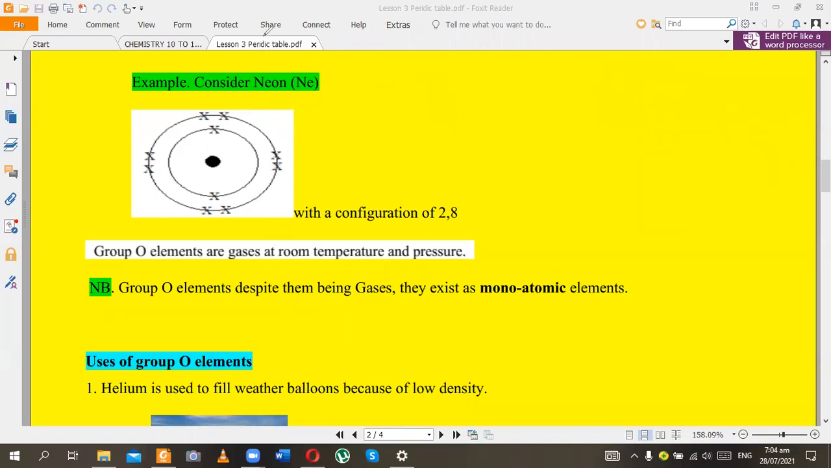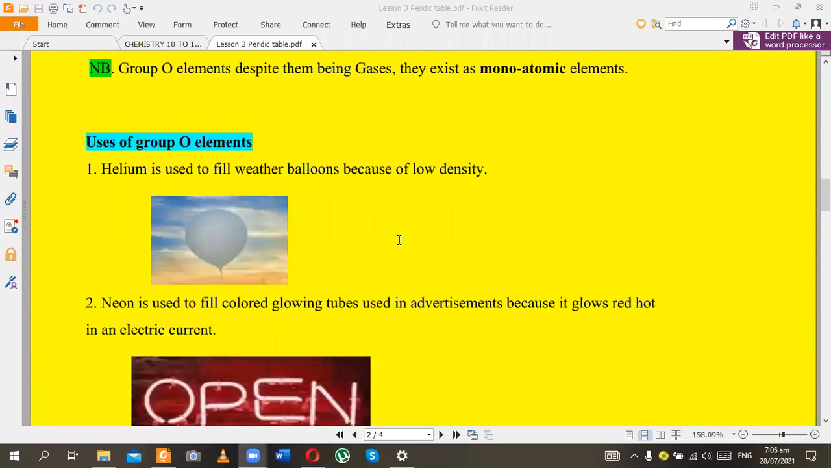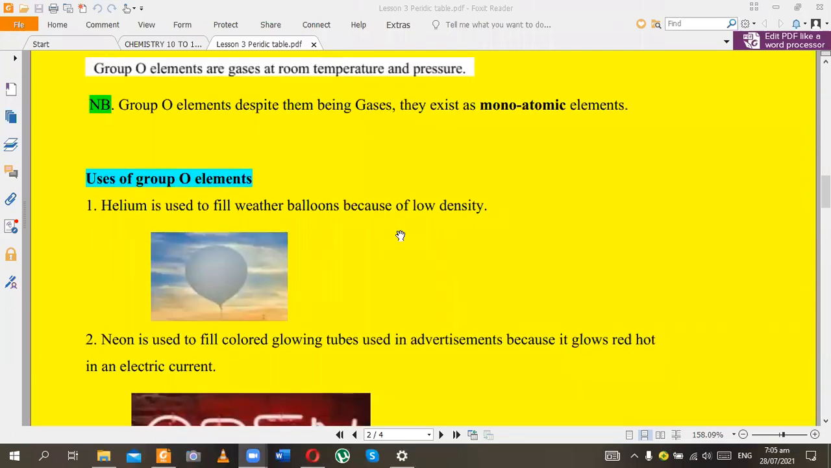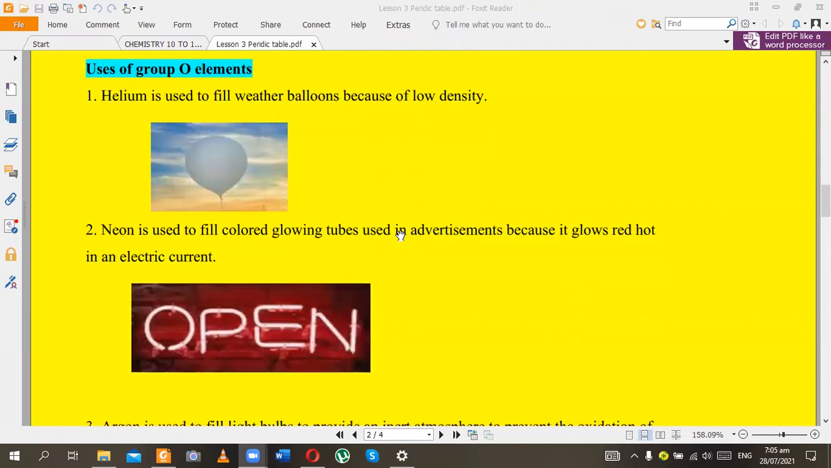And now let's go to their uses. You see, I decided to pull out some animations, rather the pictures that will help us understand these guys. So we are saying that these guys are used in inert environments. When I say inert environments, I'm talking about the environments where chemical reactions are tried by all means to be minimized. So I'll just talk about some few. The first one here is Mr. Helium.